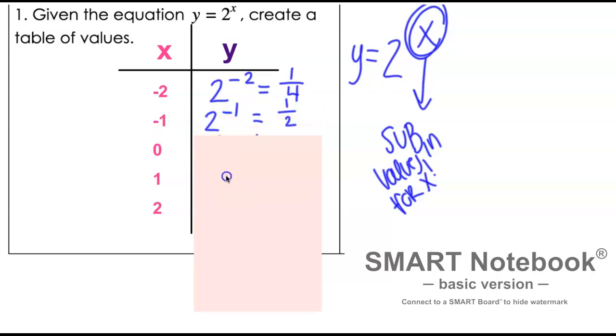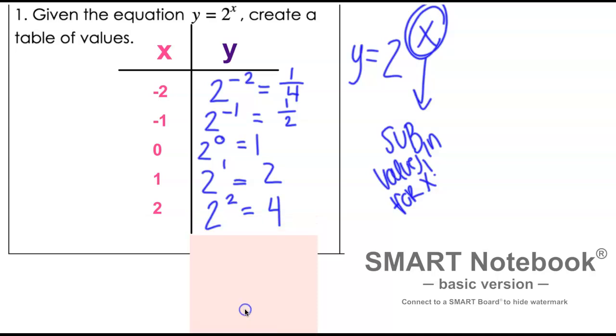So when x is -1, we get 2 to the -1st power, which Desmos helps us figure out is 1/2. Now when we substitute 0 in for x, remember anything other than 0 raised to the 0 power is 1. So 2 to the 0 power is 1. When we put 1 in for x into our exponential function, y equals 2 to the 1st power, which is just 2. And then when we put 2 in for x, we get y equals 2 raised to the 2nd power, which is 4.